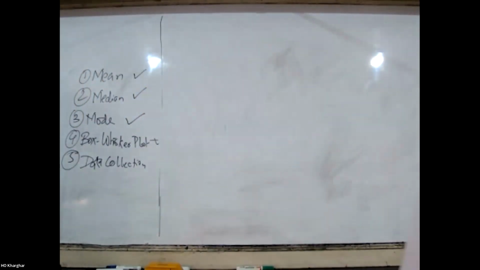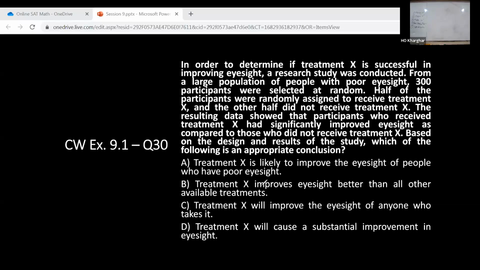C as in cat. And allow me to share the screen so that I can mark those disturbing phrases. Let's look at this. C. Treatment X will improve eyesight of anyone. It says anyone. So that's a problem, right? Because you are talking about people with poor eyesight. It's not anyone. So this is not possible, right?